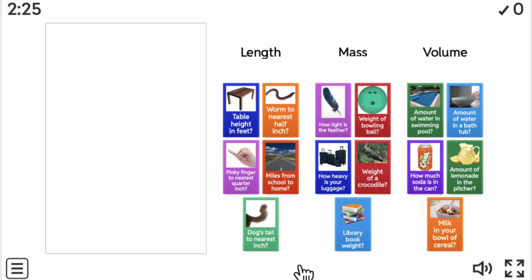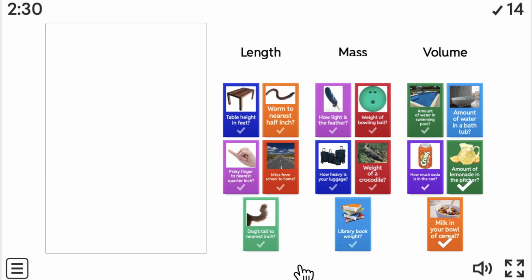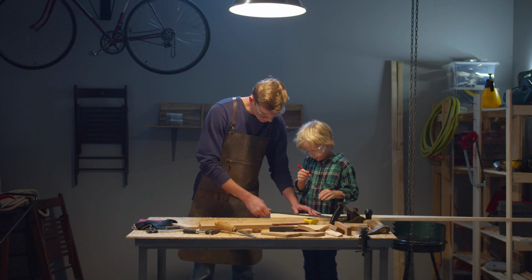And finally, the book's weight is also the mass. Let's check. Good job! You're becoming really good at measuring now.